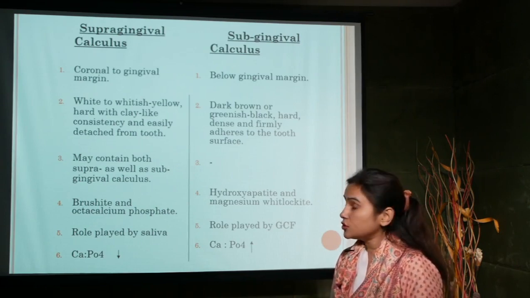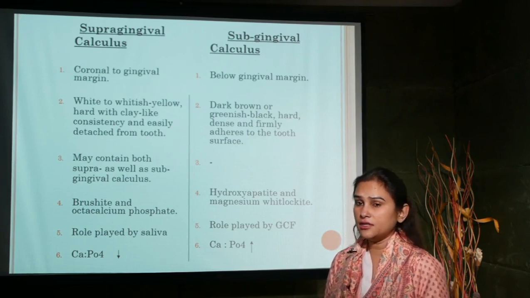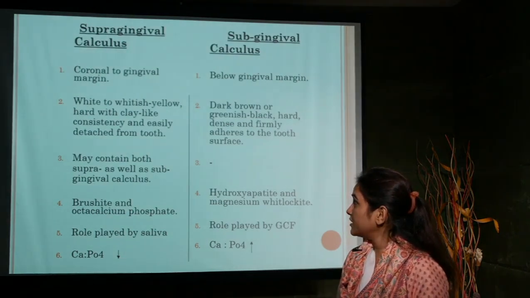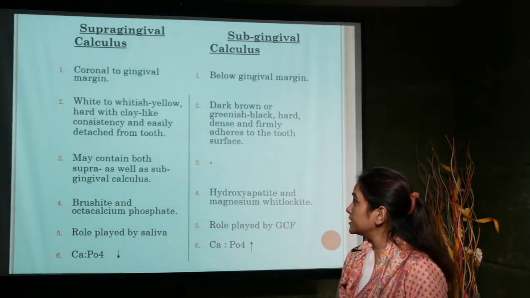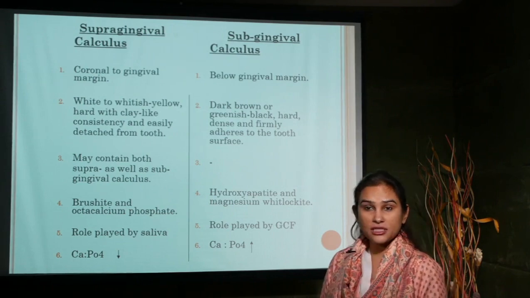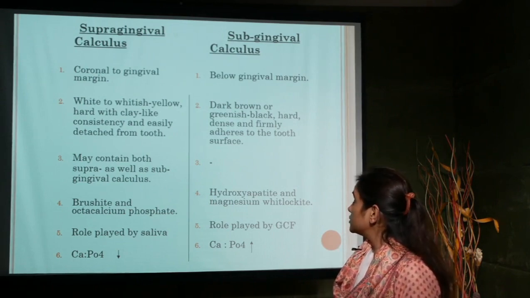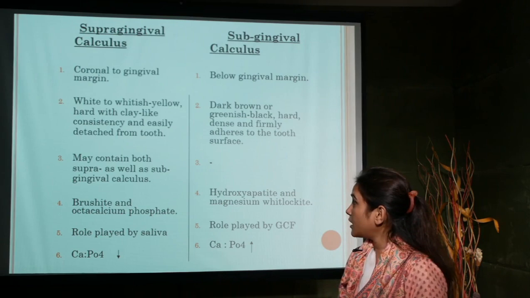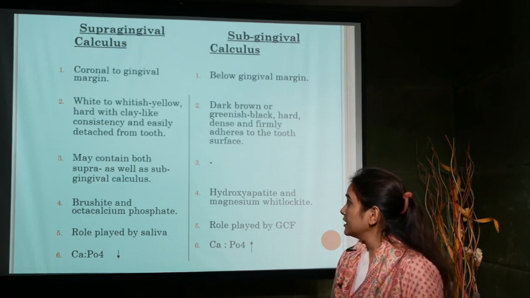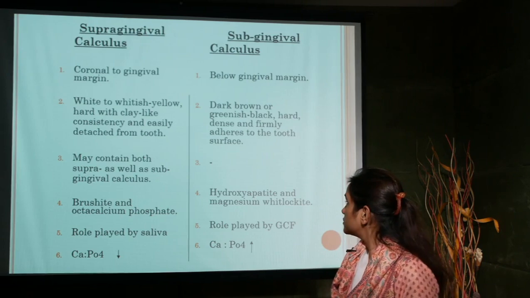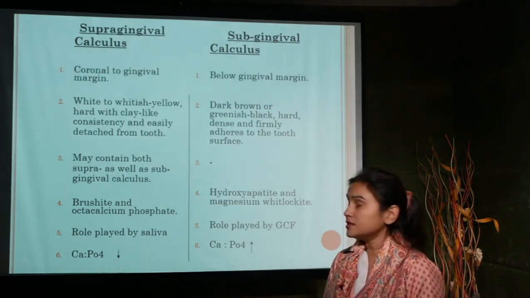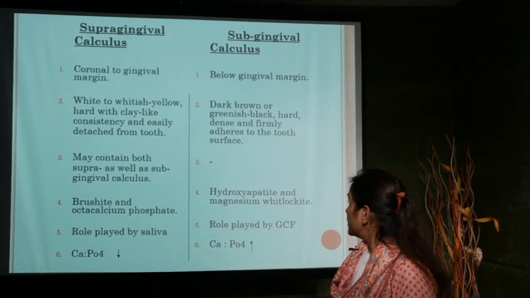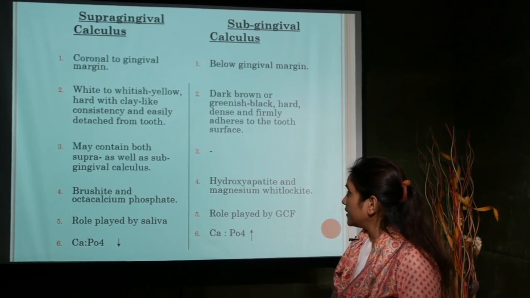Now, the types of calculus are supragingival calculus and subgingival calculus, depending on the location of the calculus. As the name indicates, supragingival calculus is present coronal to the gingival margin, whereas subgingival calculus is present below the gingival margin. Supragingival calculus is white to whitish yellow, hard with a clay-like consistency, and easily detachable from the tooth surface. Whereas subgingival calculus is dark brown or greenish black in color. It is hard, dense and firmly adheres to the tooth surface, and it cannot be easily removed.